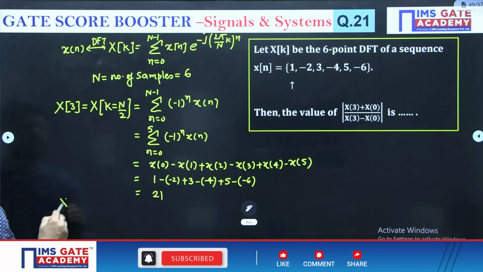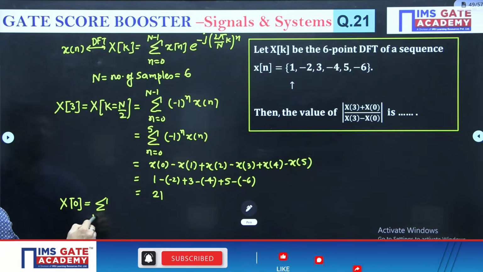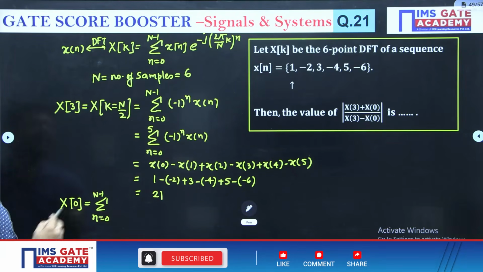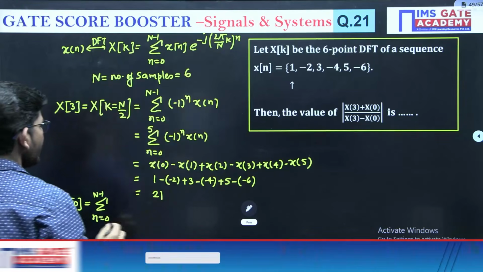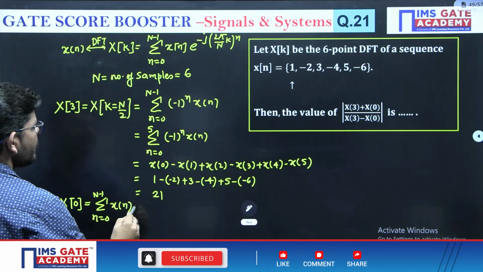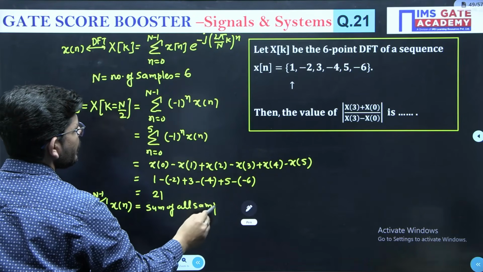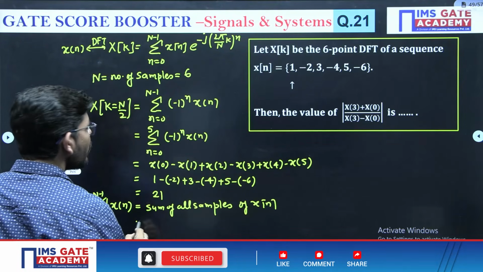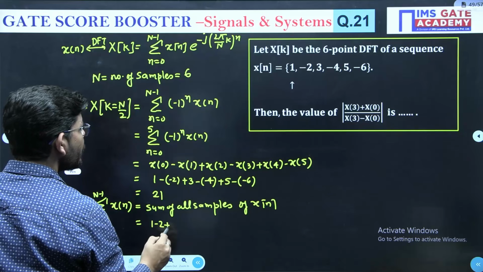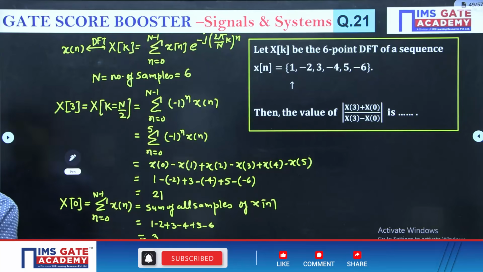And then after that we have to find X of 0. So whenever we have to find X of 0, this is equal to the summation n equal to 0 to N minus 1. Just put k here as 0. If you put k as 0, this will become 1, or it is equal to the sum of all samples of x of n. So just add all the samples, 1 minus 2 plus 3 minus 4 plus 5 minus 6, and you will get minus 3.